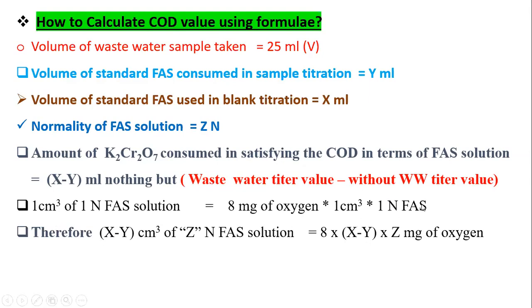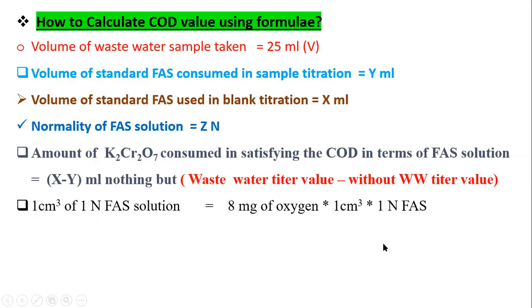What is the normality we have taken? For FAS, we take Z normal. It may be the same normal or it may be different, so that's why I represented it as Z. So, 8 into X minus Y into Z milligrams of oxygen.